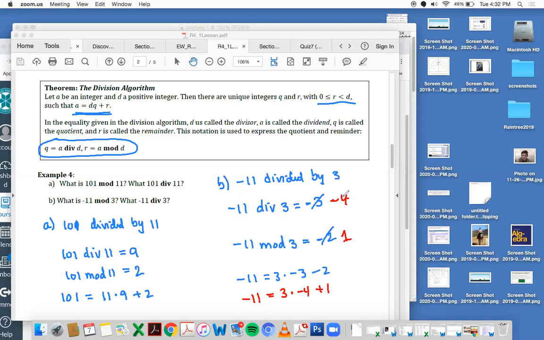So you don't want a remainder that's bigger than 3, because you're not dividing enough. So you basically want to reduce it as much as possible, but still have a positive remainder. Okay? All right, questions with that one? All right, cool.